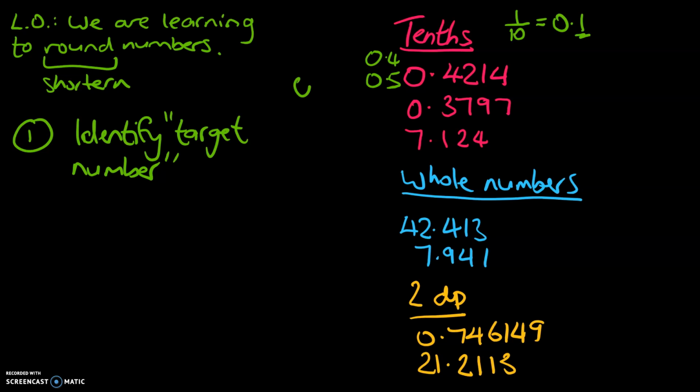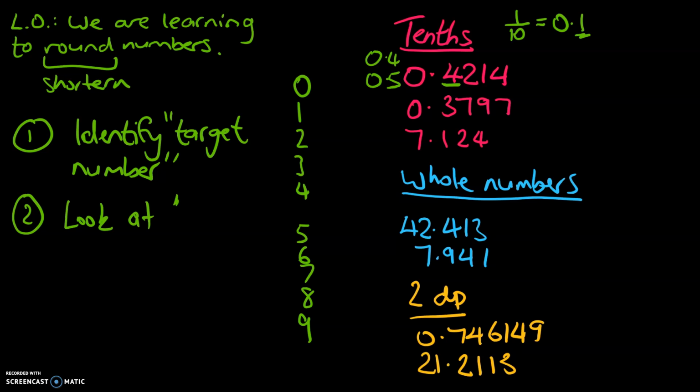To help with this, I often write a number list down. I'm going to go 0, 1, 2, 3, 4, and 5, and then 6, 7, 8, 9. So these are the numbers that could come up in any of these spots. We've identified 4 as the target number. After that, we now need to look at the next number, and that'll let us figure out, is it closer to 0.4 or is it closer to 0.5?